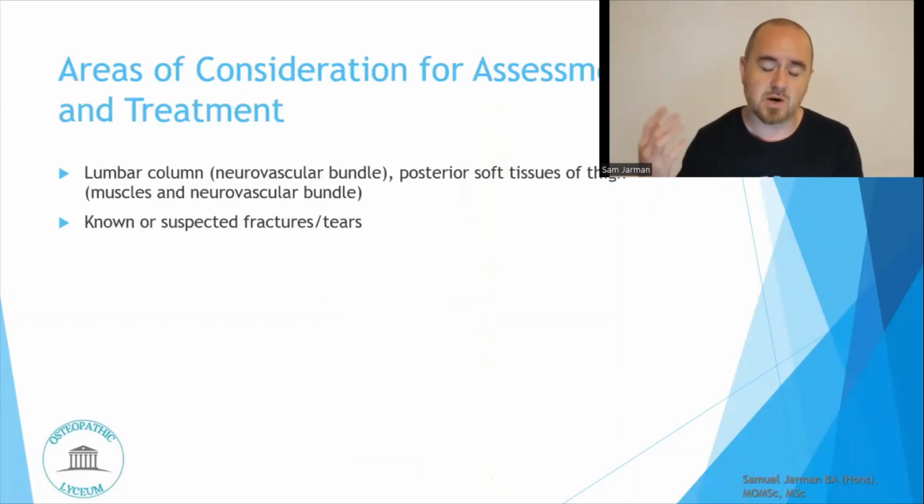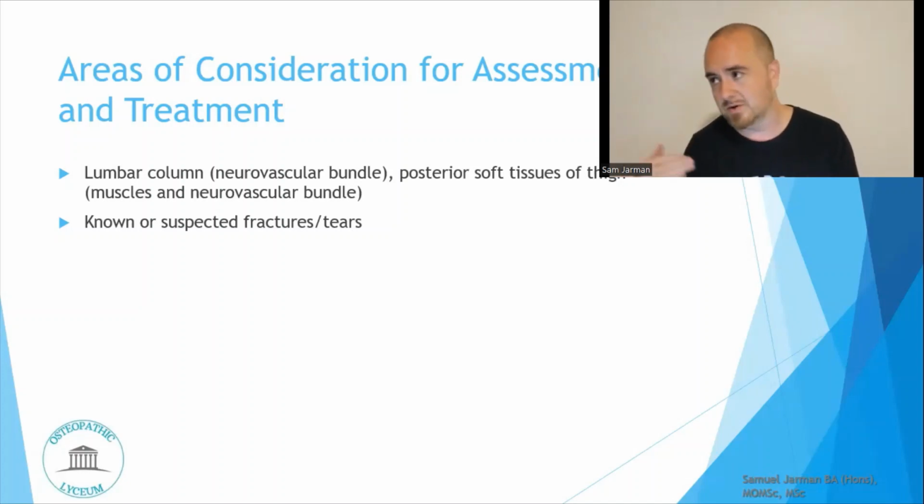So just as our general reiteration for areas of consideration for assessment and treatment, the lumbar column, neurovascular bundle. Now, I said posterior, it says here just posterior soft tissue of the thigh, but realistically, you're going to have to think about the inguinal region, the anterior thigh, the medial thigh, the whole deal.